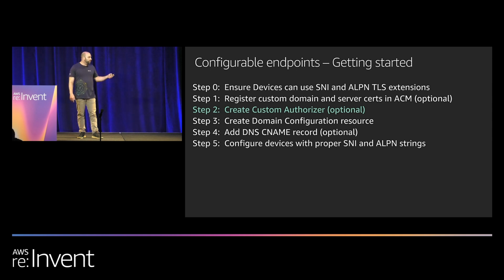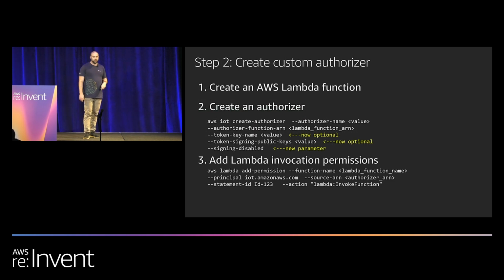So once you have your certificate all registered and your domain set up, you can go ahead and create a custom authorizer that you can use, and this is in the case that you'd like to do something like MQTT username and password auth, or some other authentication scheme other than TLS mutual auth. So to do this, you'll just create your Lambda function that you'll be using as your authorizer. Then you'll attach it to a custom authorizer object.